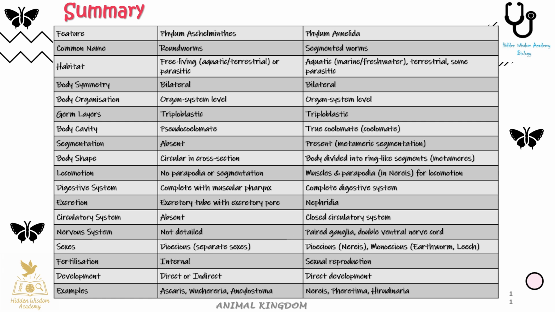Aschelminthes are dioecious. In annelids, Nereis is dioecious. Reproduction in Aschelminthes may be direct or indirect, while earthworms and leeches are monoecious with direct development. Key examples, for Aschelminthes: Ascaris, Wuchereria, and Ancylostoma. For Annelida: Nereis, Pheretima, and Hirudinaria.